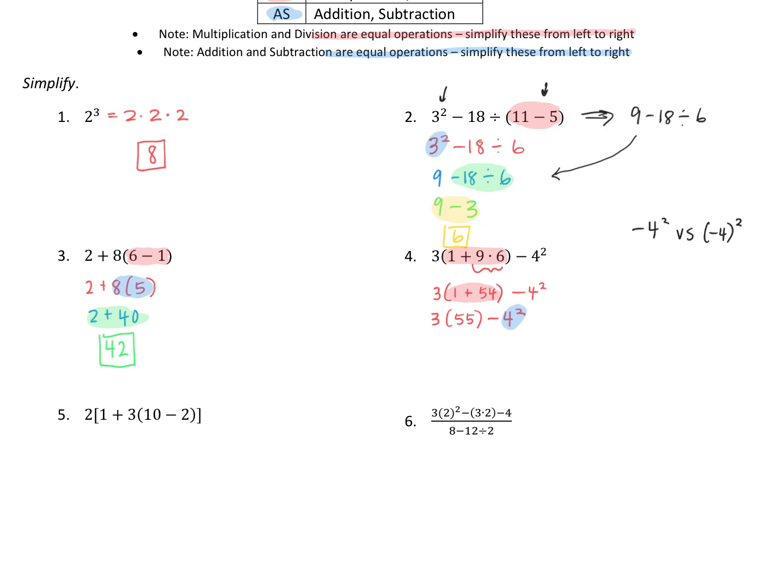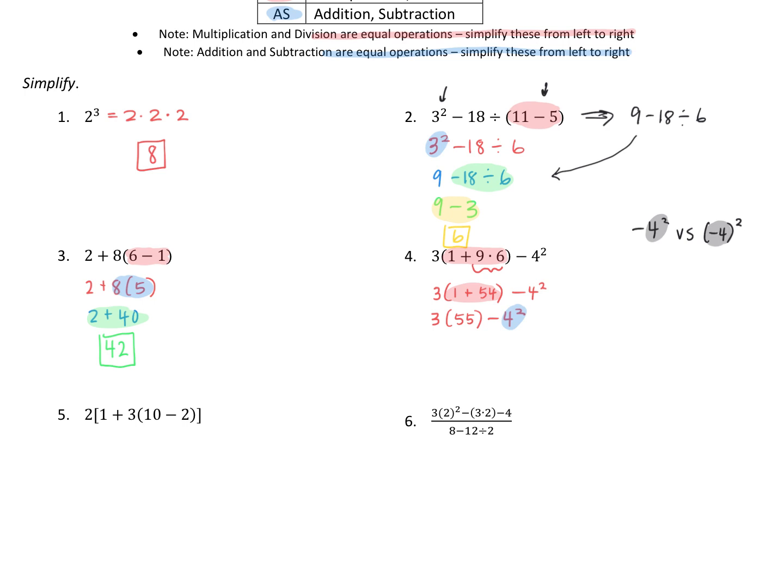So negative 4 squared versus negative 4 squared. If you don't have parentheses, the only thing that's squared is exactly what's in front of the 2. So the base here is 4. If you have parentheses, everything in the parentheses is raised to the second power. So in this second case, the base is a negative 4. So everything in parentheses is part of the base.